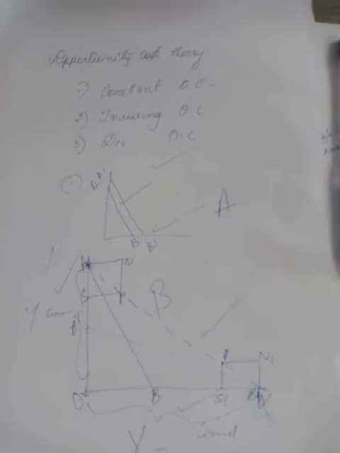So there are three conditions. The first condition is constant opportunity cost and international trade. The second one is increasing opportunity cost and international trade. And the third one, decreasing opportunity cost and international trade. So first we will see the constant opportunity cost.